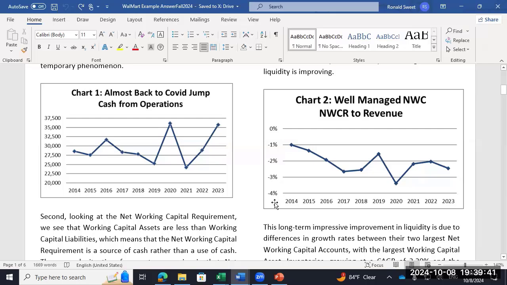It's good. That's what we want. That means it's a source. Is higher better or lower better? Lower is better. So how's Walmart doing? Getting a lot better. What happened here?